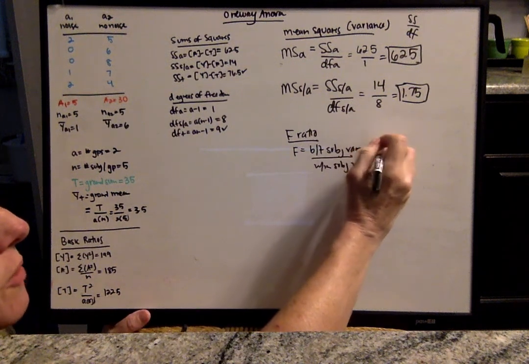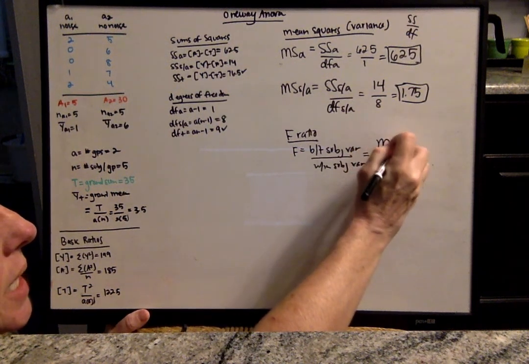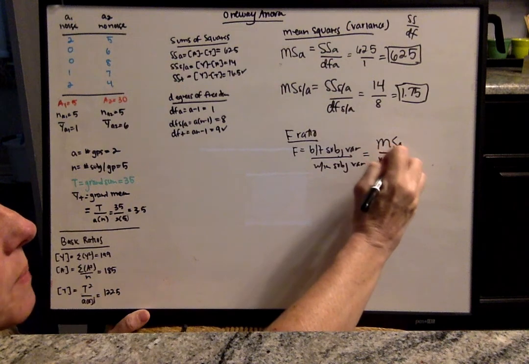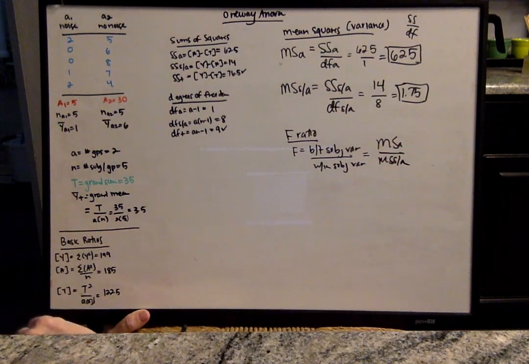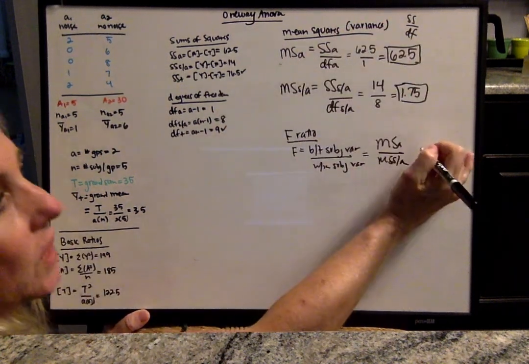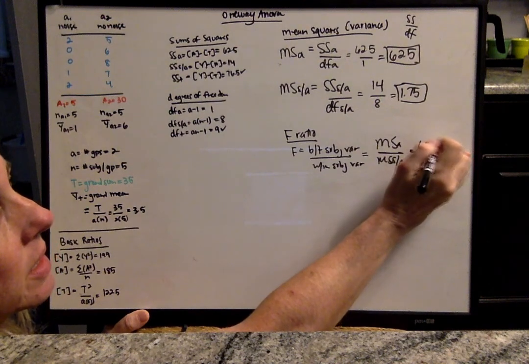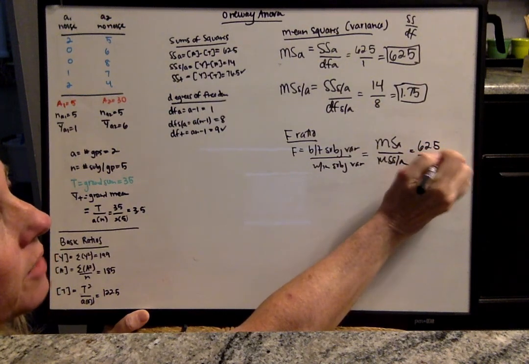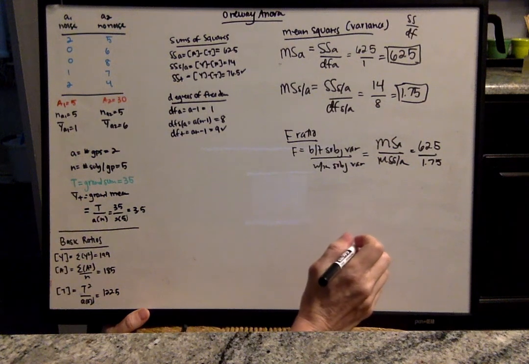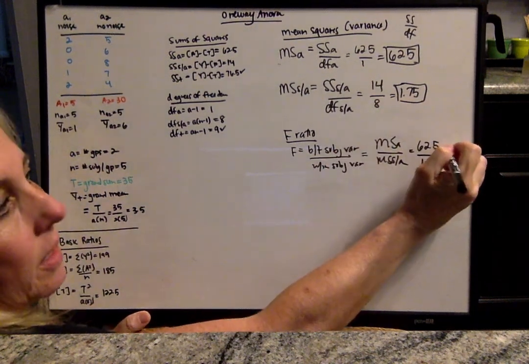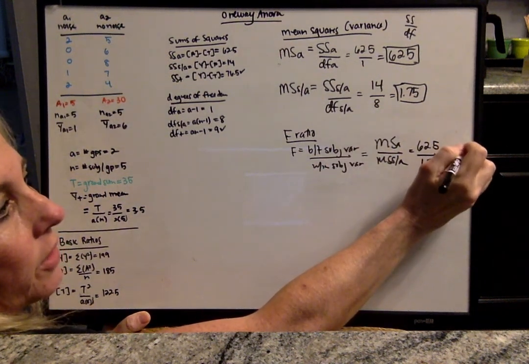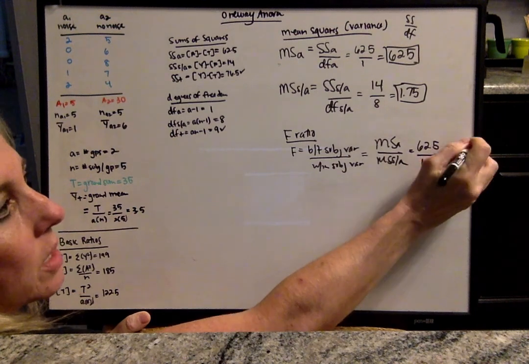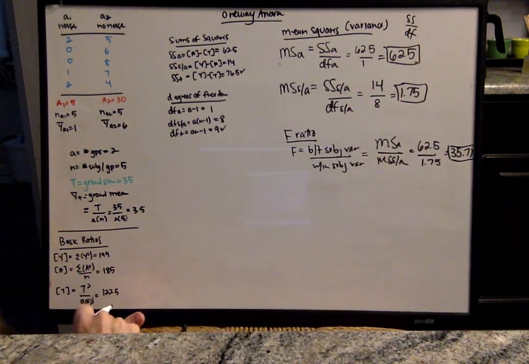So the formula for our F ratio is simply the mean square A divided by the mean square S over A. We're going to plug these numbers in: 62.5 divided by 1.75, and that equals 35.71. And that finally brings us to the last calculation step of this problem.